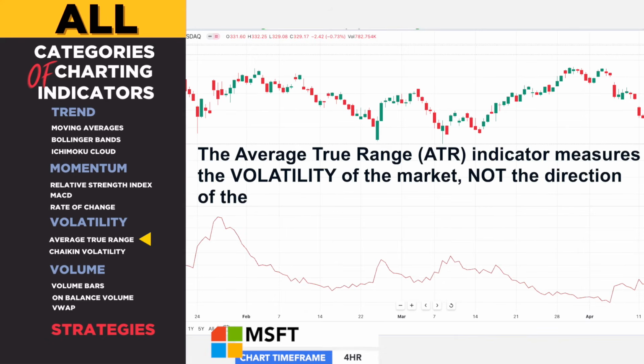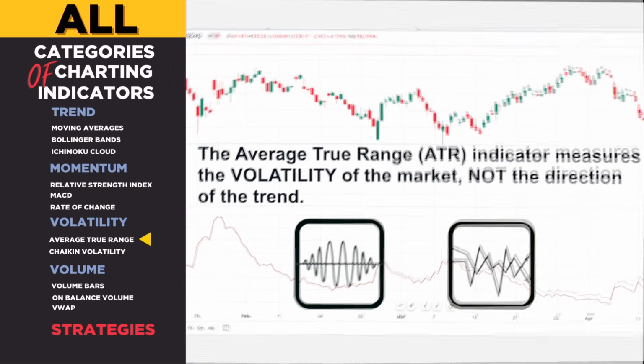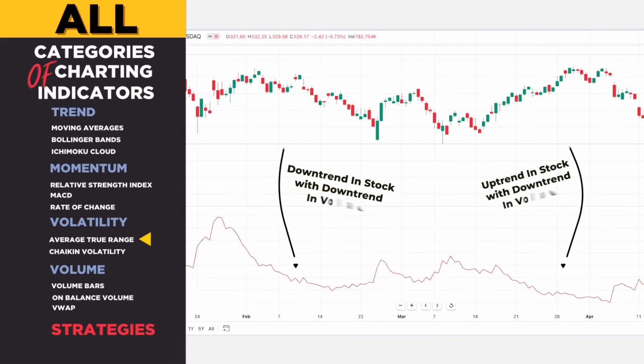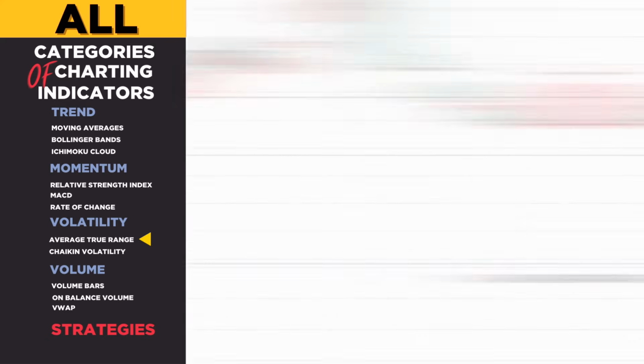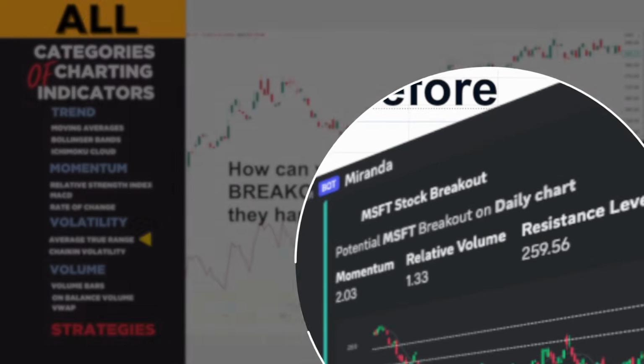Now remember, the average true range measures the volatility of the market and not the direction of the trend. So this means that a market could be trending higher or lower while the volatility is actually decreasing, or vice versa. How can you use the average true range to find potential breakouts before they happen?